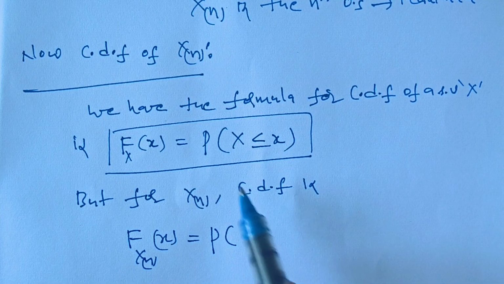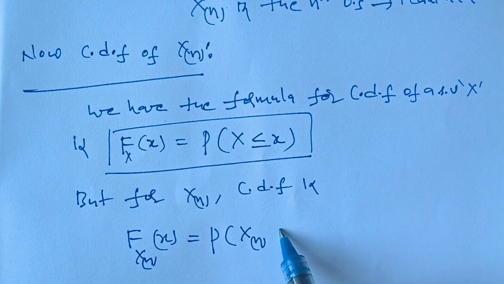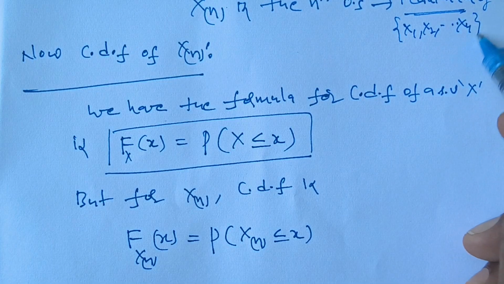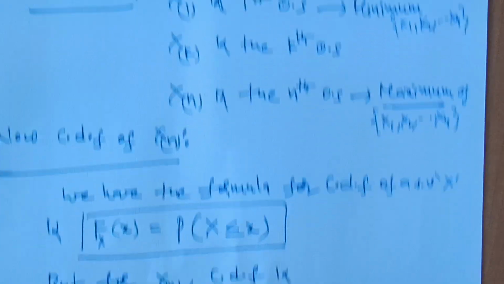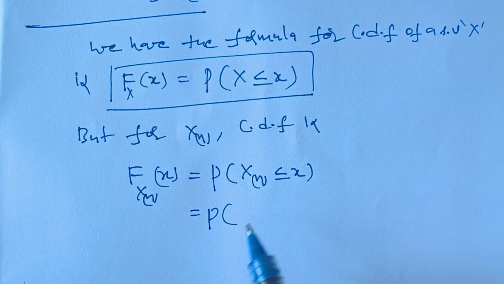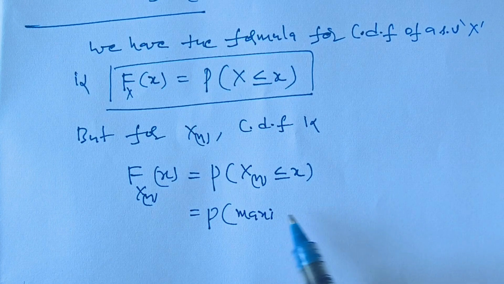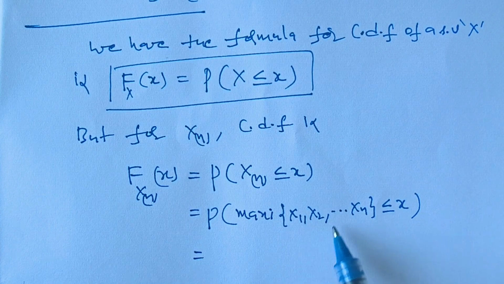Capital F suffix x suffix bracket small n of x is equal to probability of x suffix bracket small n less than or equal to x. Remember here, x suffix bracket n is the maximum value of x1, x2 and so on xn, and x suffix bracket 1 is the minimum value of x1, x2 and so on xn. What is x suffix bracket n from the above? That is the maximum value of x1, x2 and so on xn less than or equal to small x.